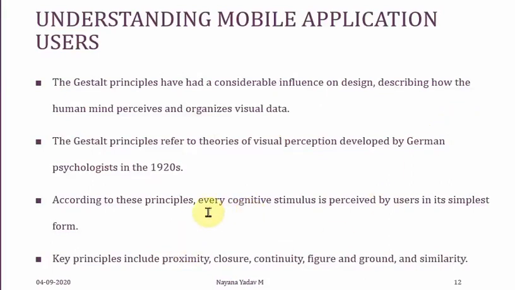Okay, so according to this principle, every cognitive stimulus is perceived by users in its simplest form. Here, cognitive stimulus means how the person is coming to a conclusion, or his memory, his remembering capability, that is perceived by the user in its simplest form. For that Ludo example, the simplest form is that based on the color you're trying to group the players. Okay, so this is what you have to tell about Gestalt's principle.